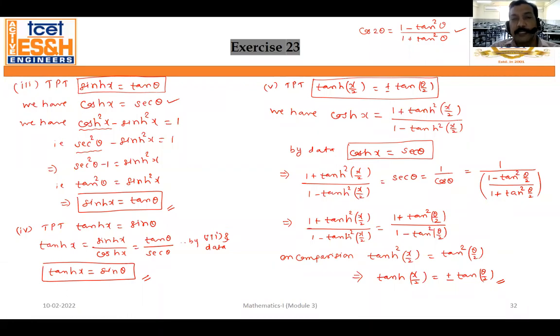So on comparison, term by term comparison, what do we get? अगर मैं टर्म बाय टर्म कंपैरिजन करता हूं तो मुझे मिलेगा tan hyperbolic square of x by 2 is equal to tan square of theta by 2. That means tan hyperbolic of x by 2 is equal to plus or minus tan of theta. That is my fifth result.